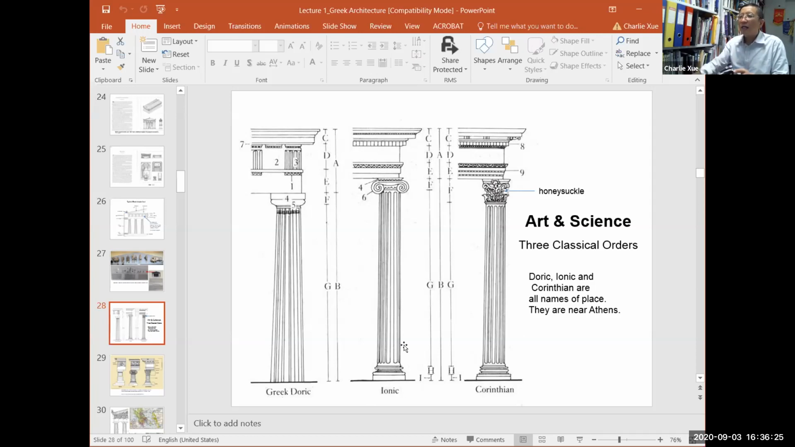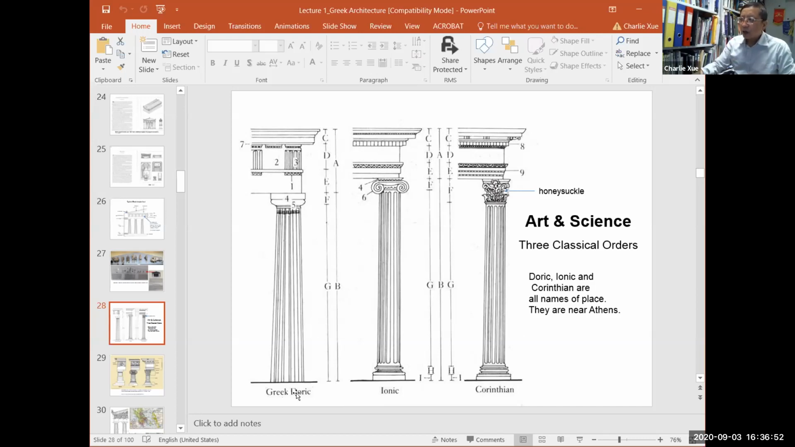Ionic column is slender. If you use the diameter, this may be 1 to 6, 1 to 6. This can be 1 to 9. This can be 1 to 9. So very slender, very slender. This is not a straight line. It is a curve, a very beautiful curve. And Doric, there's no curve. Straight line, go down, hit the ground.